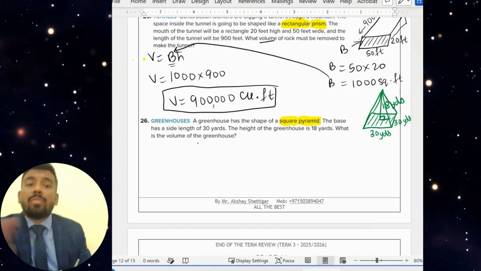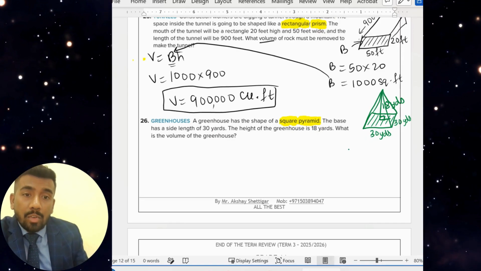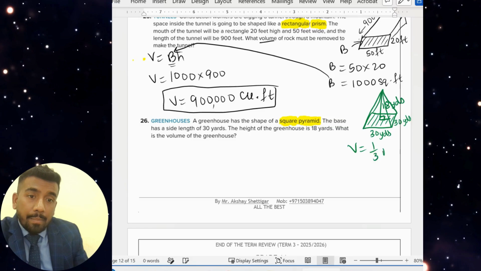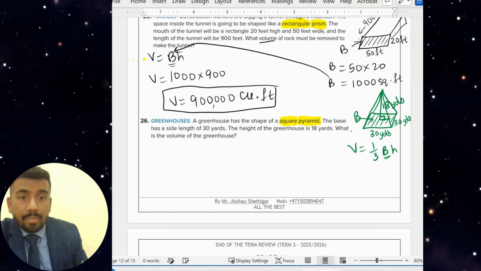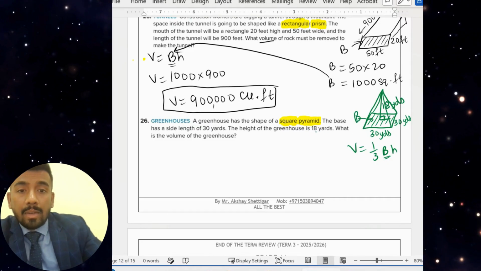Find the volume. What's the formula for the volume of a pyramid? You know it. It's 1 over 3 BH. Now, what's B? This is your B.